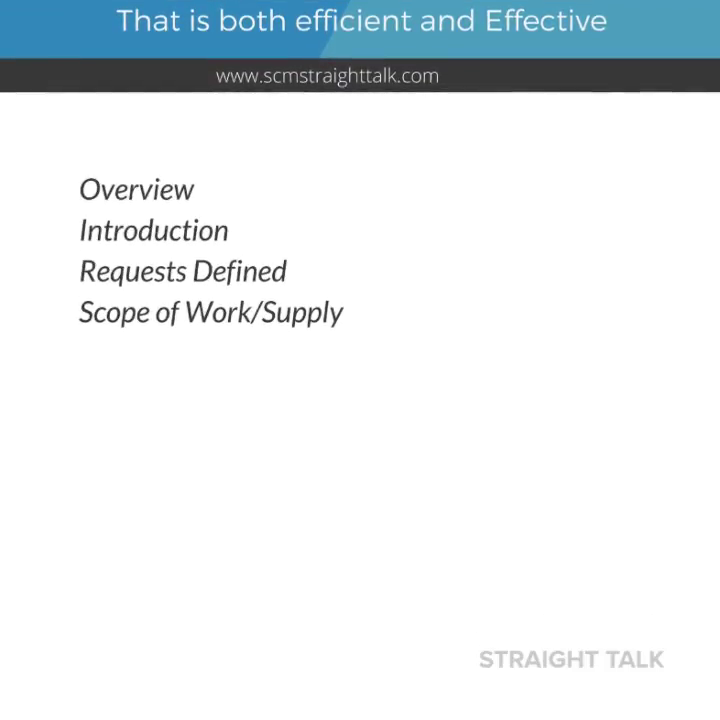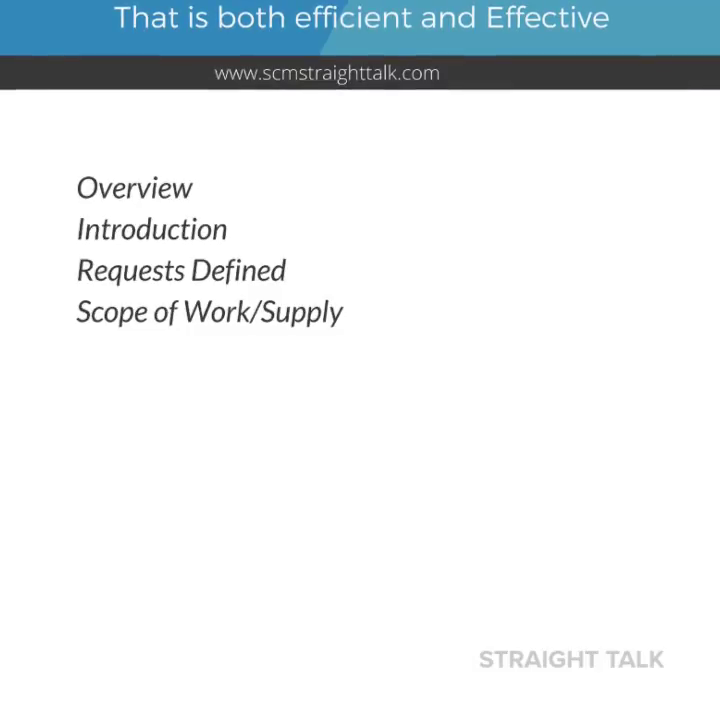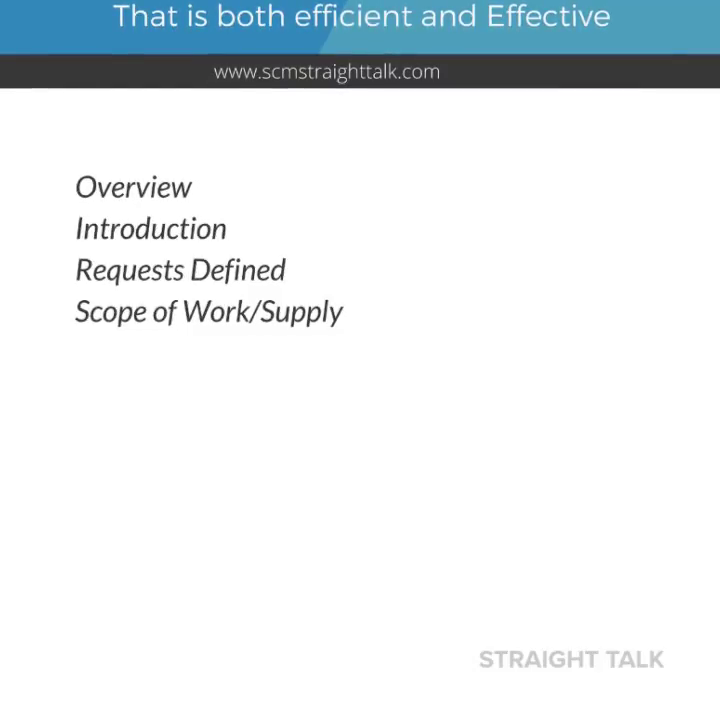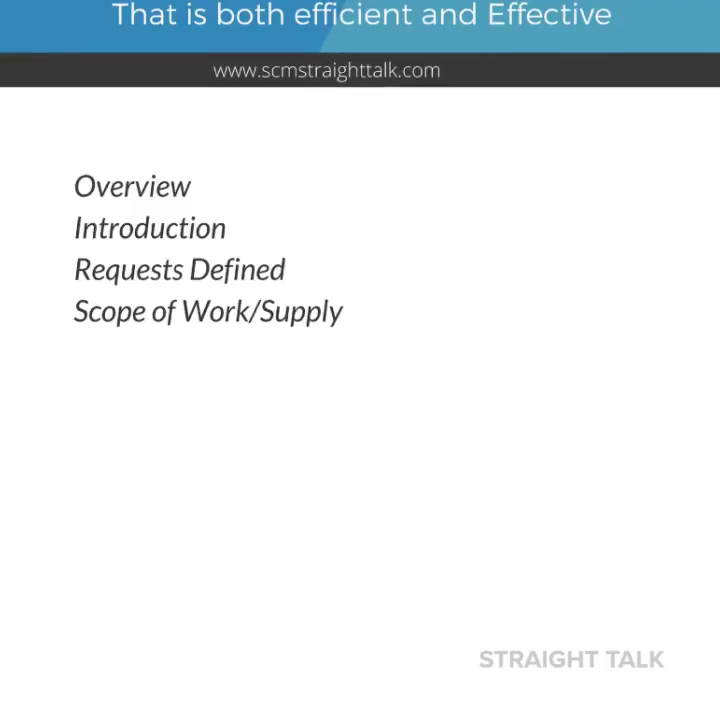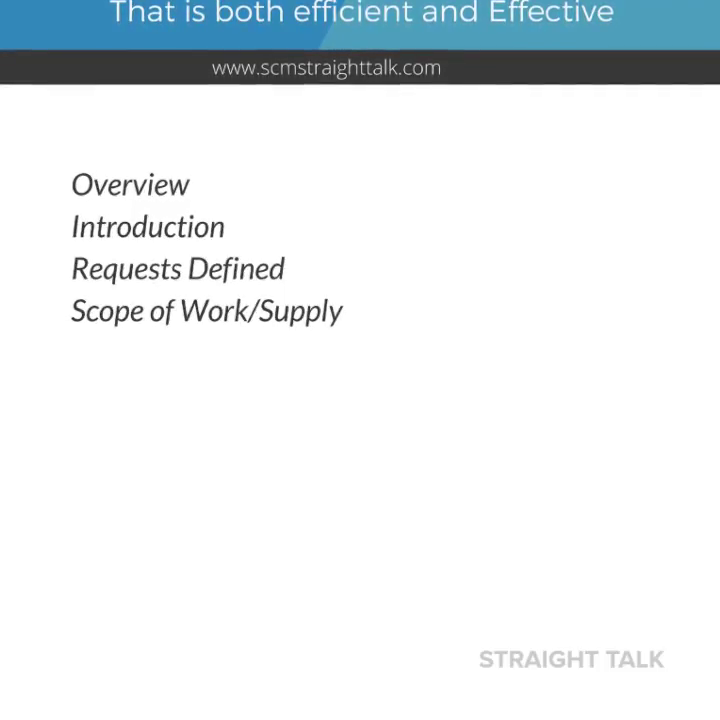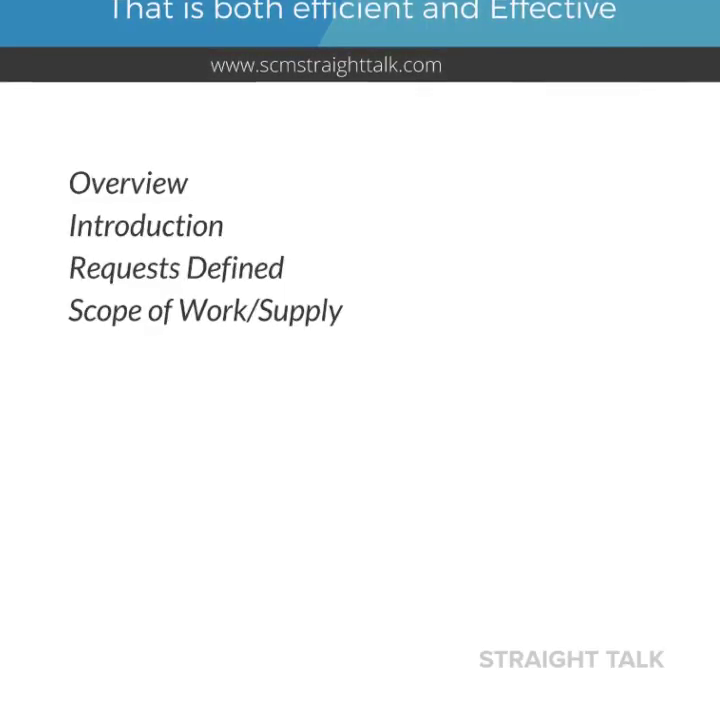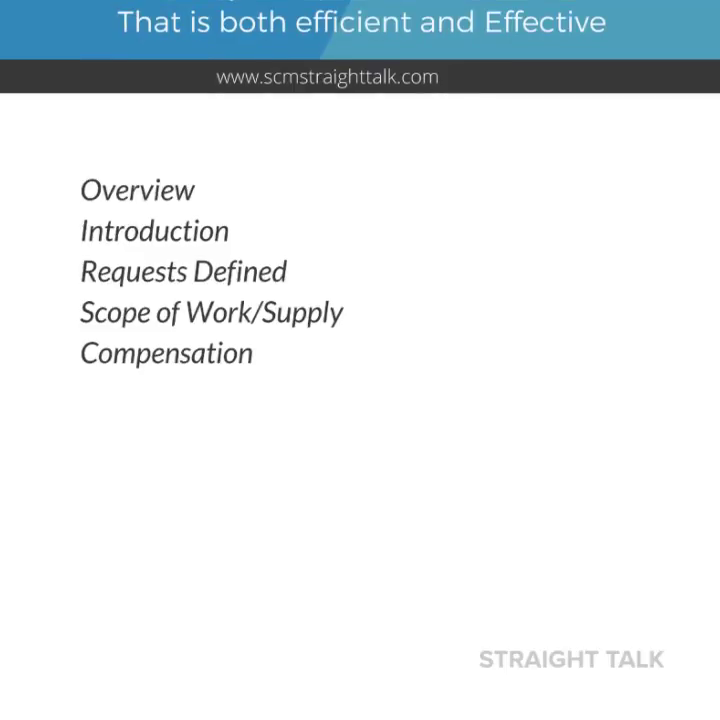The RFP process starts with an internal request issued by one of SCM's internal customers, which includes the scope of work. The scope of work is one of the most overlooked and most difficult documents to develop, which is arguably the most important part of any RFP and subsequent contract or agreement.